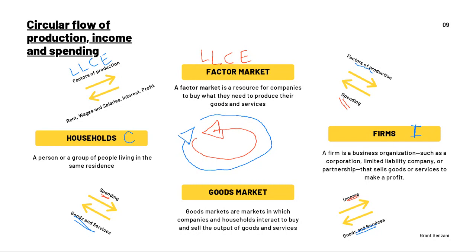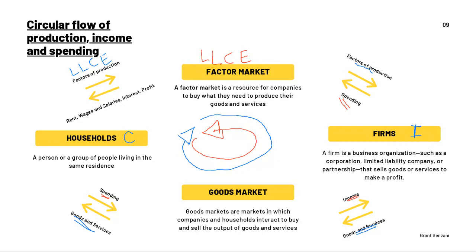Yes. The firms spend money on the factors market, and then the factors market spends money on the households, which would be rent, wages, salaries, interest, and profit. And then the firms receive income from the goods market. The goods market receives income from households. Households receive income from the factors market, and then it goes in that circle. Yes, 100%.